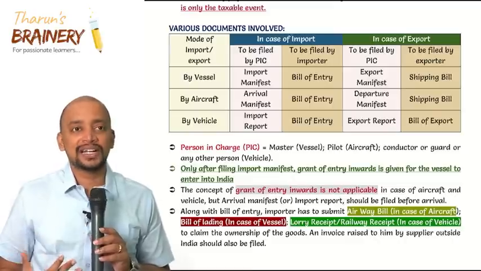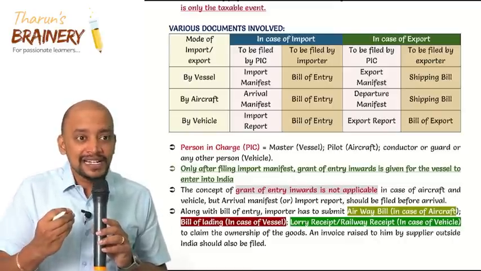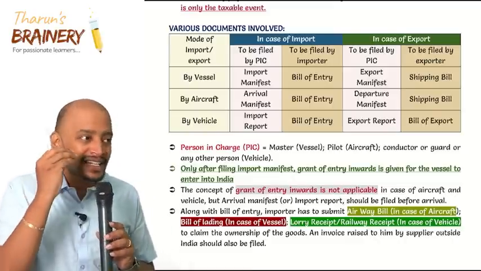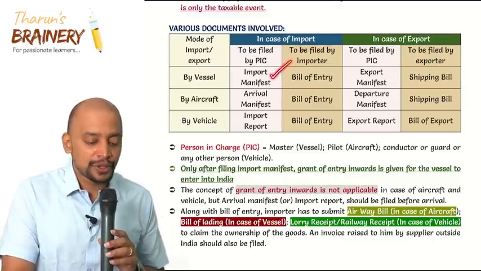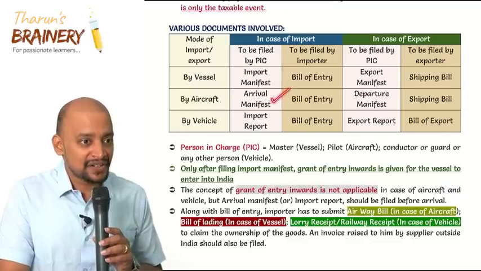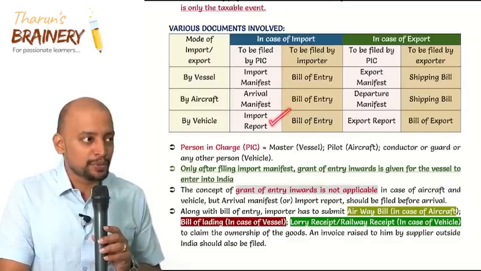What does that document contain? The document contains the details of the goods which are present in the conveyance. Okay, so what is the name of the document? If it is vessel, import manifest. If it is aircraft, arrival manifest. If it is vehicle, import report.